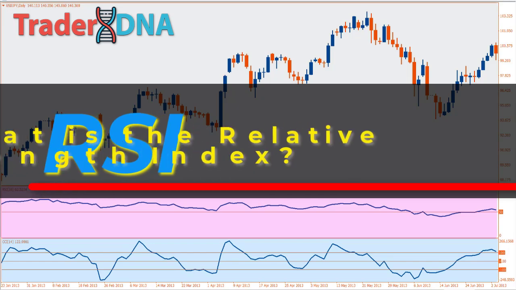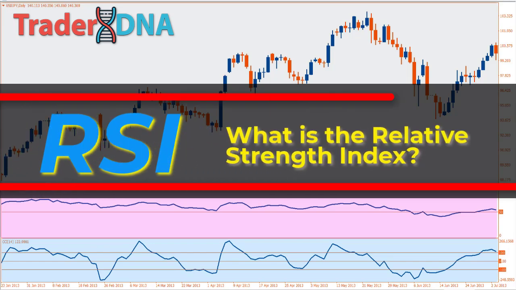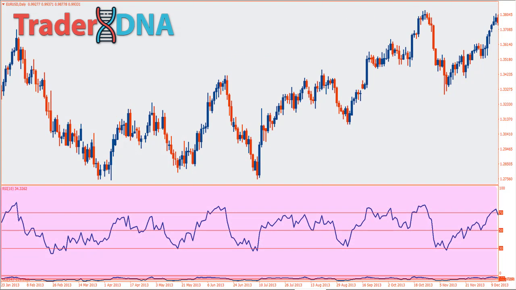Understanding the RSI indicator. What is the relative strength index? The RSI indicator is simply an oscillator that oscillates between two extremes of 0 and 100. The indicator stands out as one of the best trading instruments in that it provides information on overbought and oversold market conditions. Whenever the RSI reading is above 70, it is interpreted as an overbought market condition.